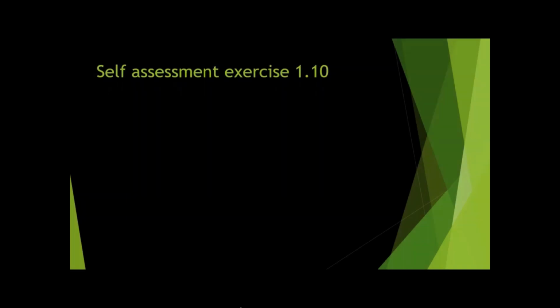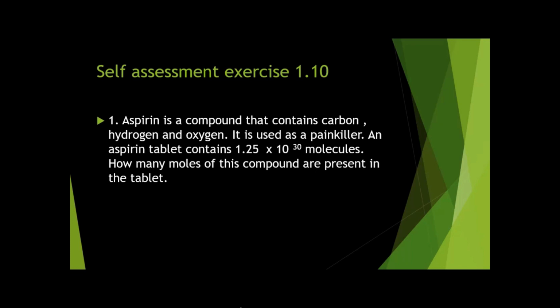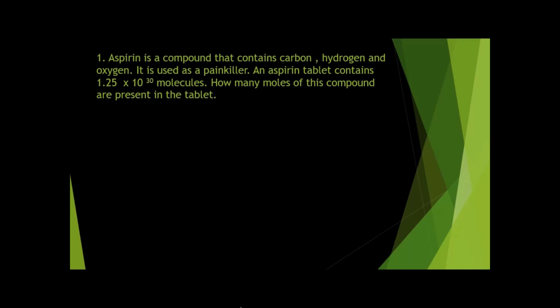Now go ahead. Now self-assessment exercise 1.10. Aspirin is a compound that contains carbon, hydrogen and oxygen. It is used as a painkiller. An aspirin tablet contains 1.25 × 10^30 molecules. How many moles of this compound are present in this tablet? Yes students. Is it an easy question or a little bit tricky?